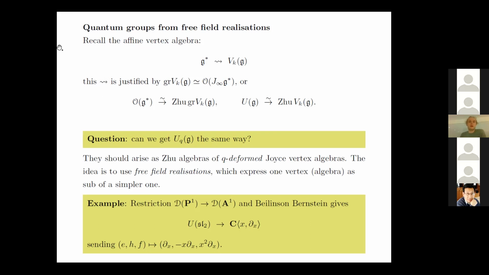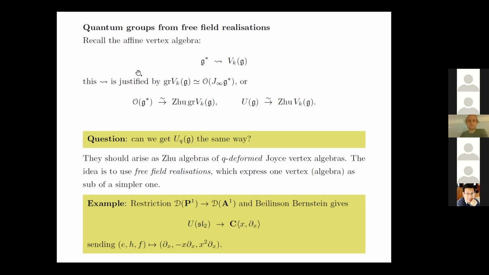That's good. So this is a work in progress project. And also the first part, there should be the graded of the Zhu algebra. The grade and the Zhu should be switched in order, right? Or graded of the Zhu algebra. Or you take the Zhu algebra of the graded vertex algebra.